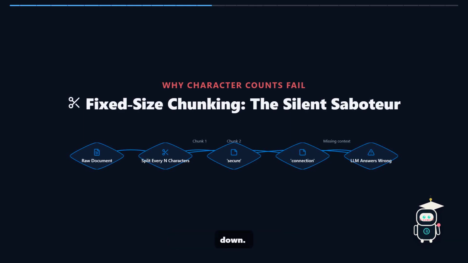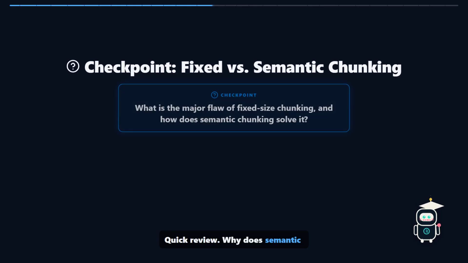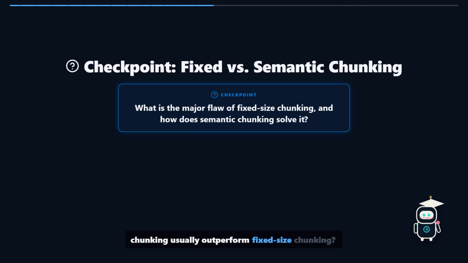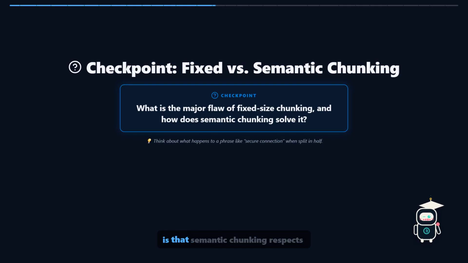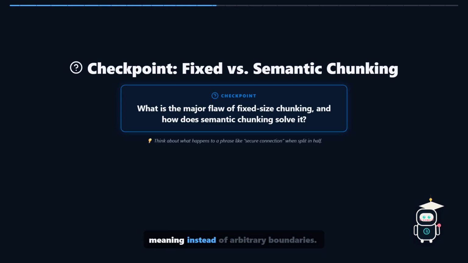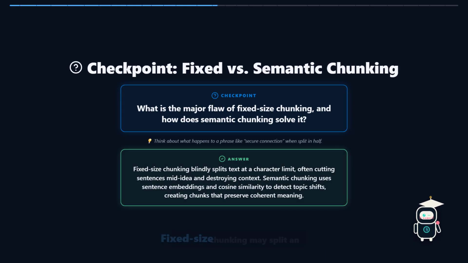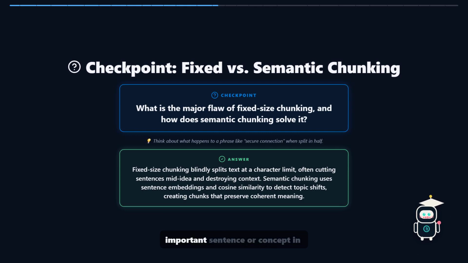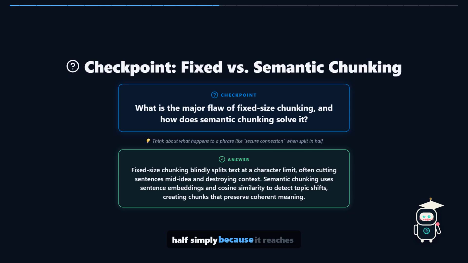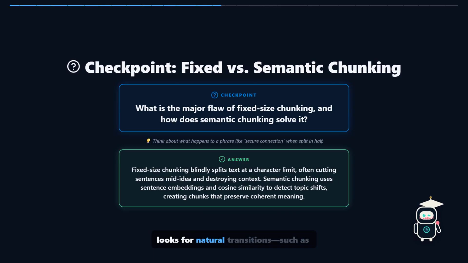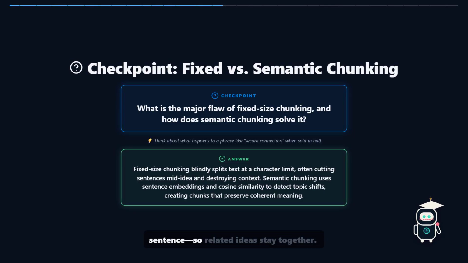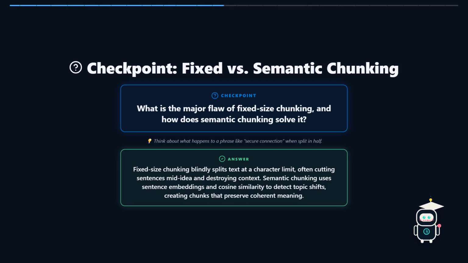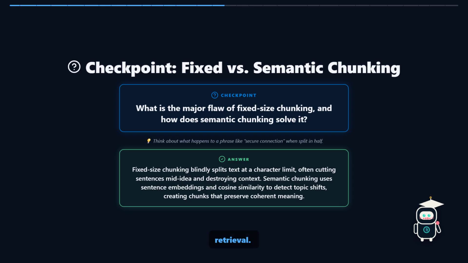Let's break it down. Quick review. Why does semantic chunking usually outperform fixed-size chunking? Pause before answering. The answer is that semantic chunking respects meaning instead of arbitrary boundaries. Fixed-size chunking may split an important sentence or concept in half simply because it reaches a character limit. Semantic chunking looks for natural transitions, such as changes in topic, paragraph, or sentence, so related ideas stay together. Better context leads to better retrieval.